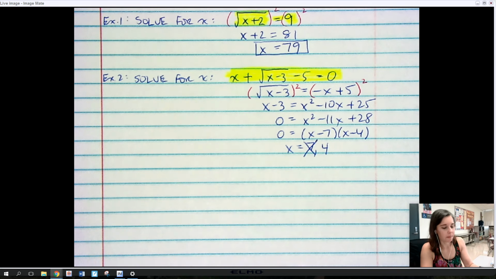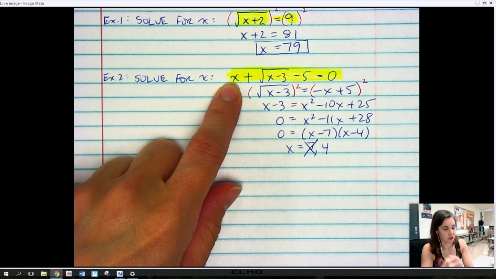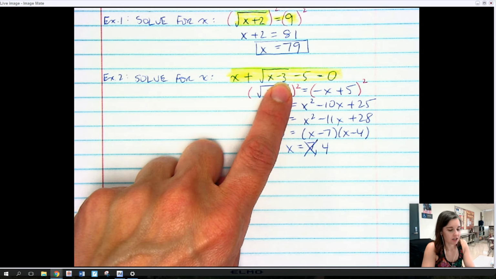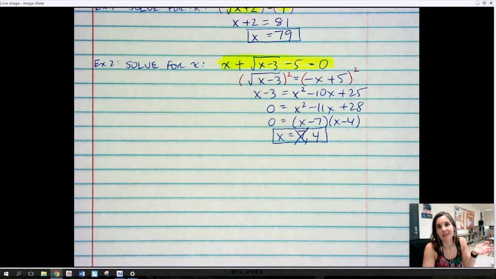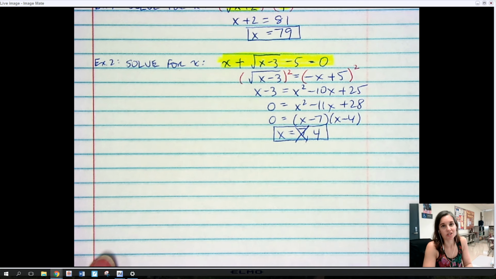Now let's try 4. If I plug in 4, it's 4. If I plug in 4, 4 minus 3 is 1. The square root of 1 is 1. So far I have 4 plus 1, which is 5. And 5 minus 5, is that 0? Yes, it is. So our answer is that x is equal to 4. And 7, again, is not one of our answers. It was an extraneous solution.